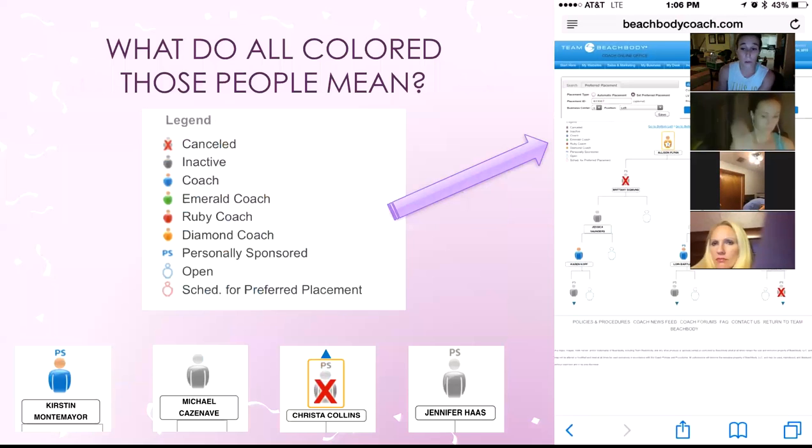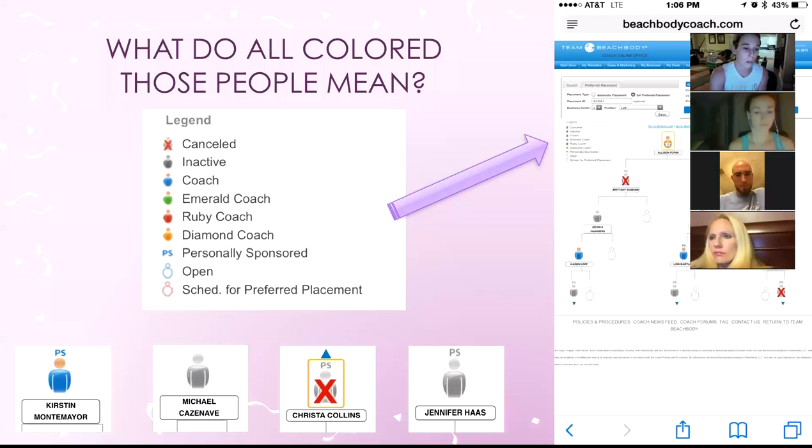So what do all the different colors mean? If you see an X, that is a coach that has canceled their membership. They're still going to show up, but they'll just have an X on it. They're not active. They've canceled. So the little gray people are the inactive people. That means that they haven't ordered anything within the 50-point range in the past 30 days. So they can still become active, but they're not at this point in time, so they're not benefiting you as far as team volume.